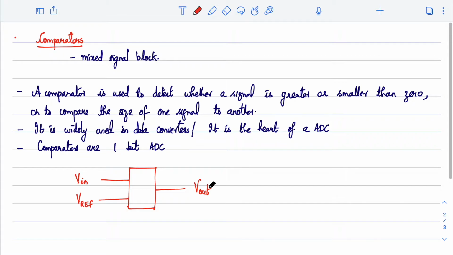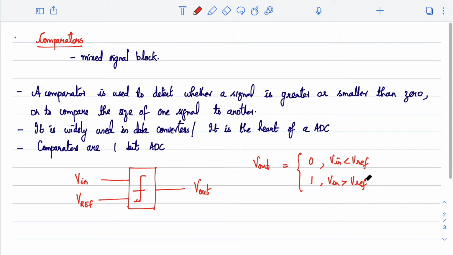It is non-linear, right? So generally we represent a comparator in this form. Either the output will go to high or the output will come to low. It's a non-linear operation. So what we expect here is V out will be either 0 or 1. If your input voltage is less than Vref, what we expect is a 0. If your input voltage is greater than Vref, what we expect is 1.